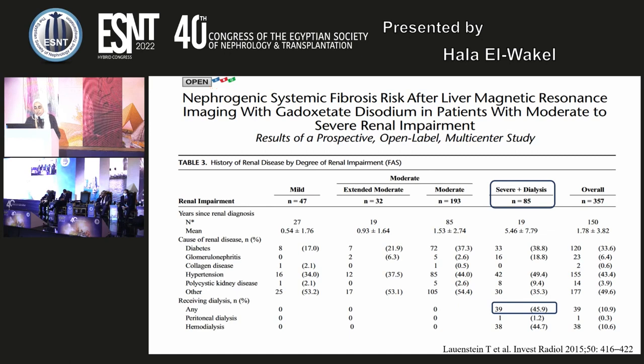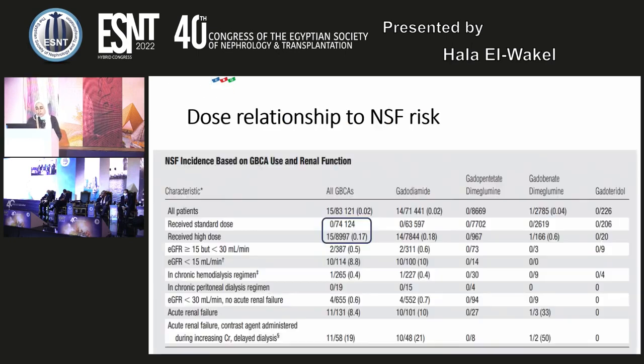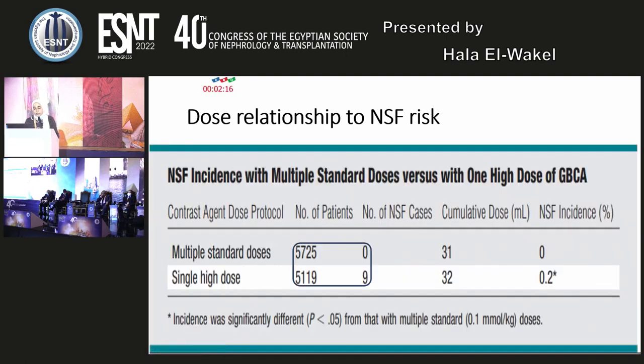And this is the largest study for the Group 3, which involved only 85 cases, and only half of them are on dialysis, and they reported no single case of NSF within 2-year follow-up. As regards the dose, among this large cohort of almost 74,000 cases, using the standard dose, 0 cases were reported, and only 15 cases were reported with higher doses of gadolinium, and the single high dose is more injurious than the multiple standard dose.